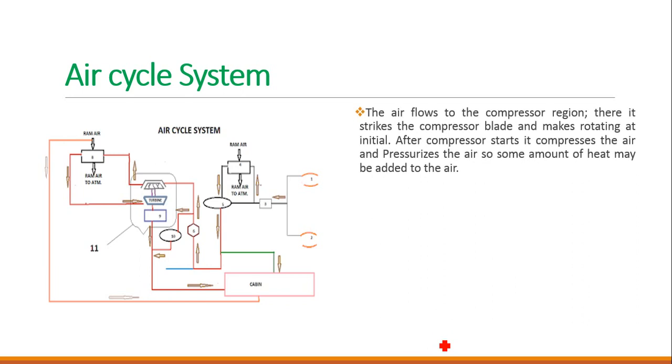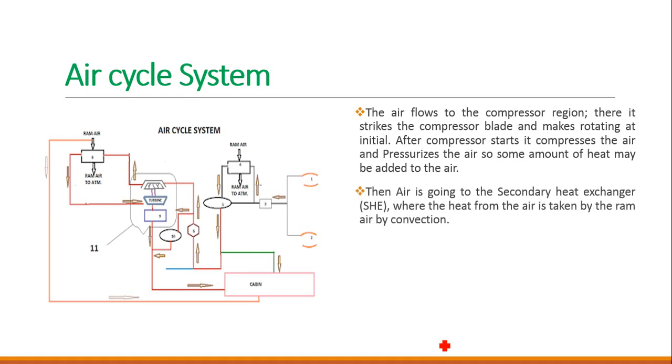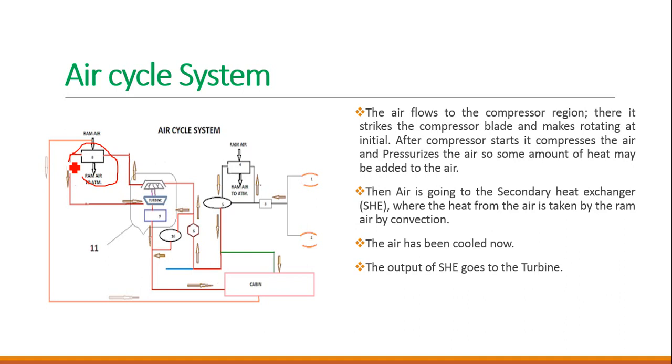Because the work of the compressor is to increase the pressure of the air, the pressure of the air gets increased after flowing from the compressor. Then the air goes to the secondary heat exchanger, where the heat is taken from the ram air by convection. So because of the ram air, the air gets cooled down.